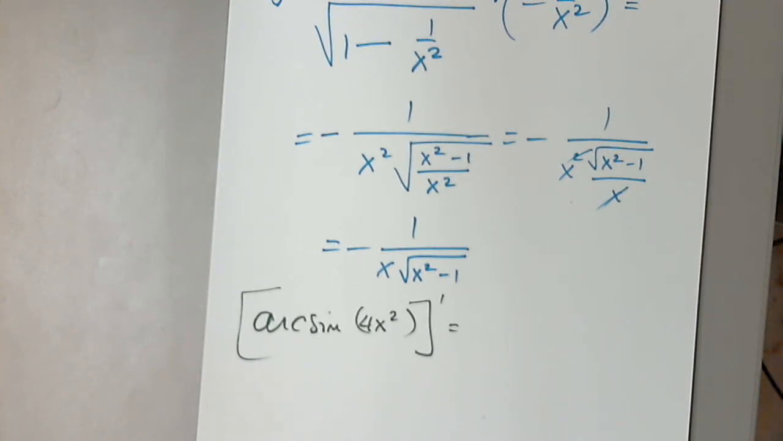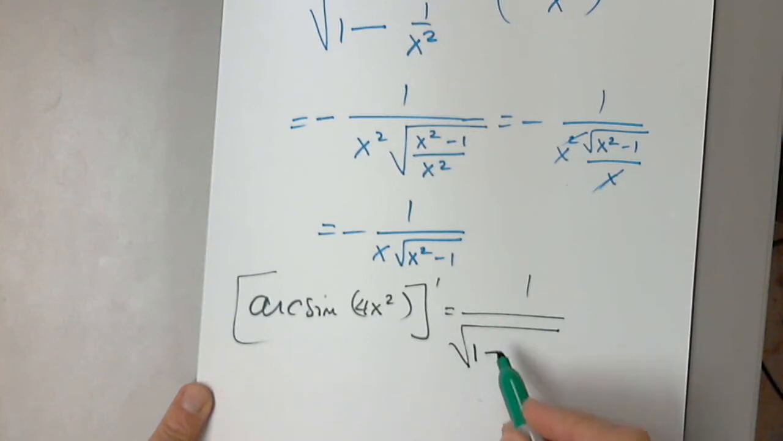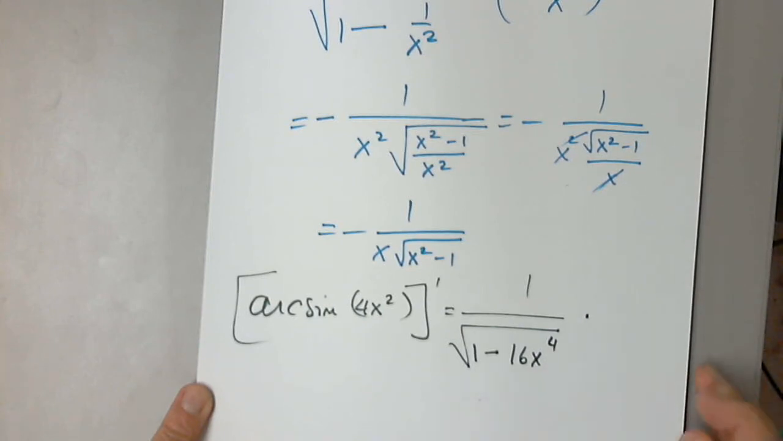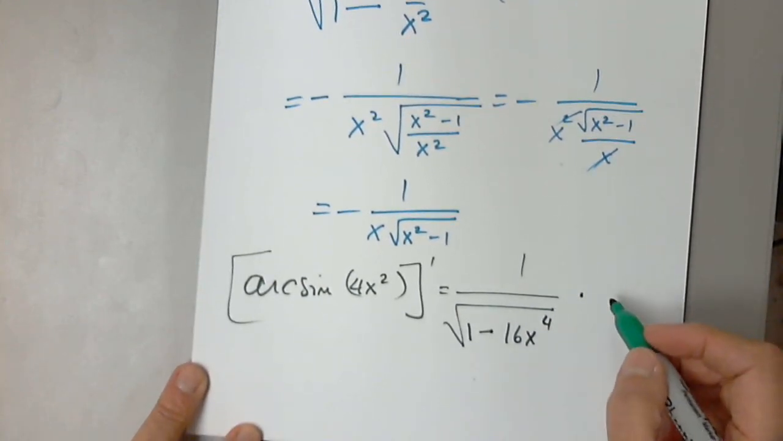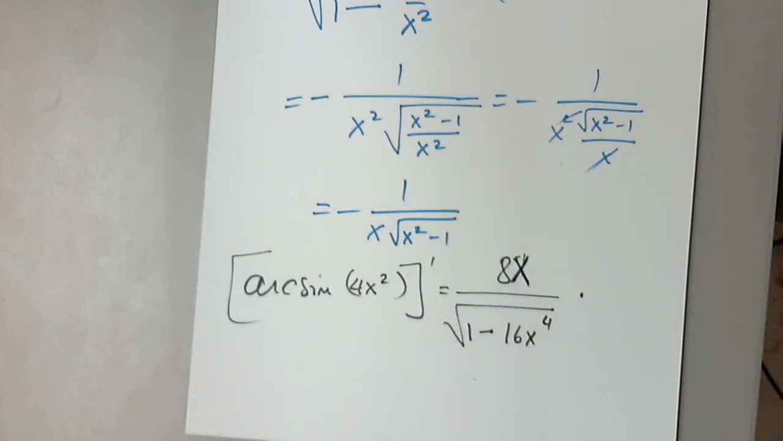So when we differentiate this, we will have 1 over the square root of 1 minus 16x to the fourth, times the inner function prime, which is 8x. You can put it at the top or you can put it on the side, the same thing. Any questions? Eddie, is this better? Yeah.